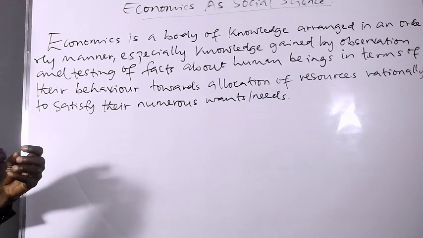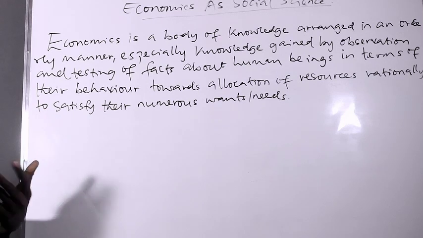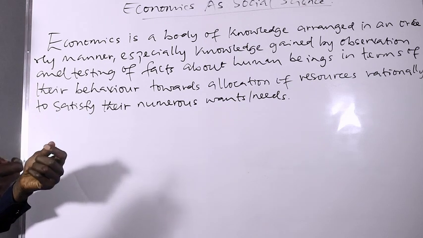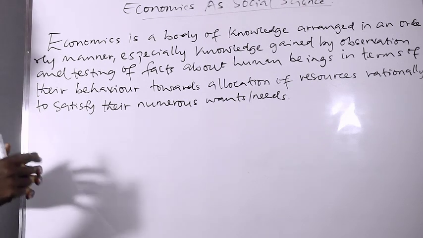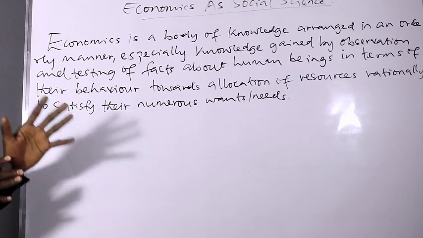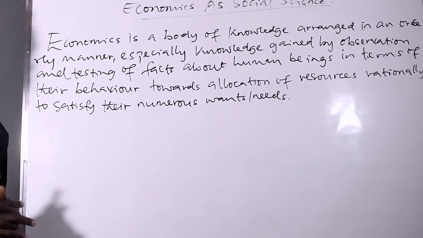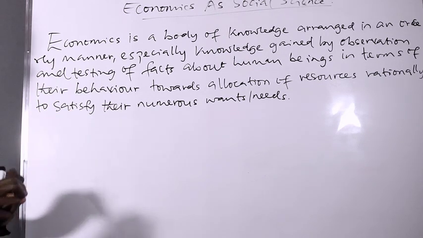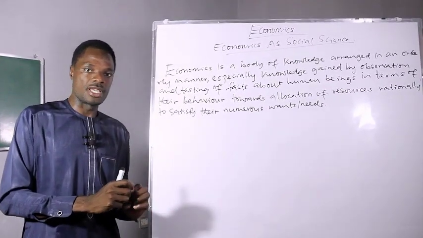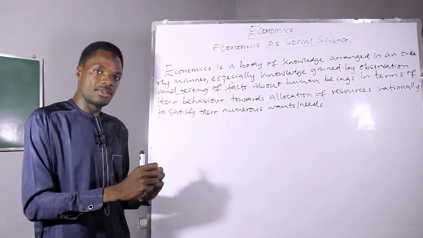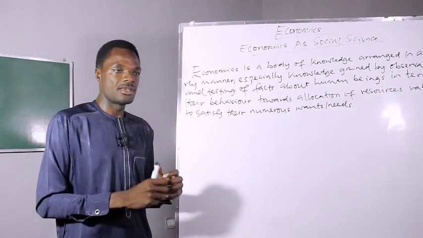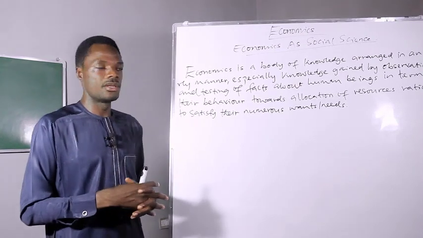Human beings, but not their internal processes, for example, their digestive process or their physiological structure. Rather, it deals with human beings in terms of their behavior toward the allocation of resources rationally to satisfy their numerous wants or needs. So as we are dealing with human behavior with regard to resources, how do they process the resource in terms of their occupation? How do they spend this resource, or how do they use the resource in order to satisfy their needs? Then we engage in studying economics.